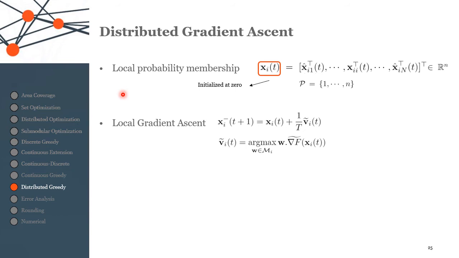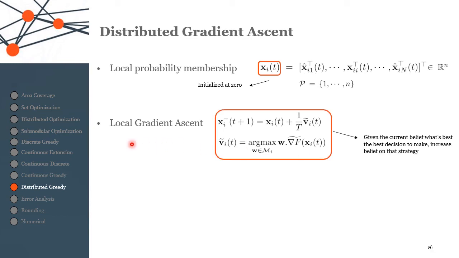With what we established so far, we can go ahead and propose our distributed gradient ascent algorithm. In this algorithm, each agent has its own local probability membership xi, and this xi consists of the agent's local belief on its own local strategy set, and also an estimate of other agents' beliefs on their own local strategy sets. Given xi, agent i does one step of local gradient ascent. In that step, based on xi, which is its own local belief on the whole strategy set, it chooses the best strategy among its own local strategy set, and it increases its belief on that strategy by the amount of 1 over t.